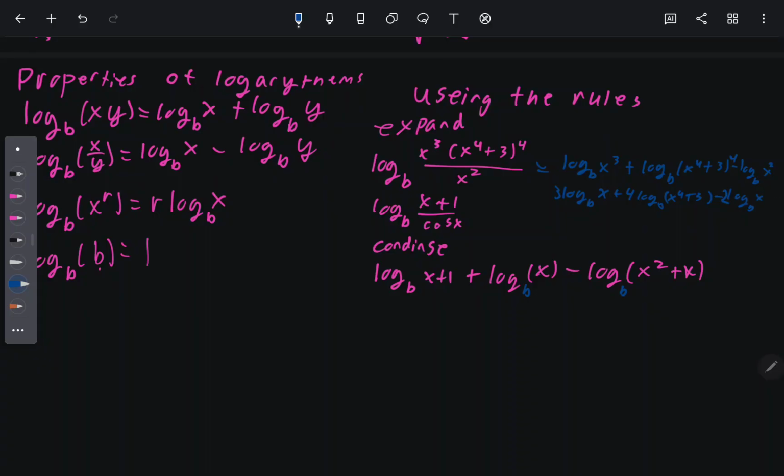And what we can see is that this is actually going to simplify down to log base b of x plus 4 log base b of x to the fourth plus 3. Now let's erase this and work on the next one.